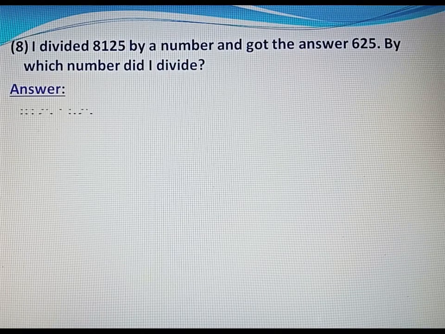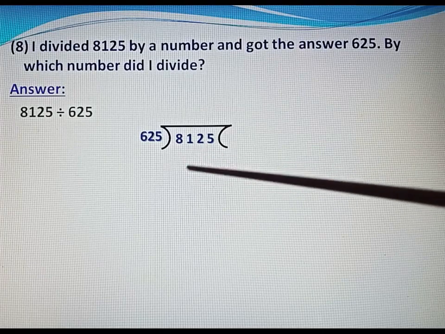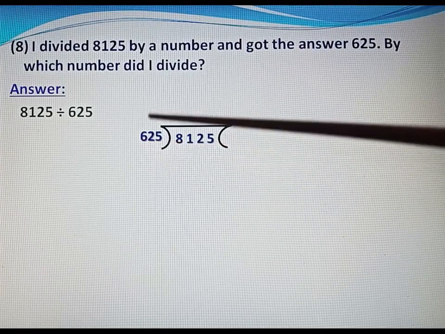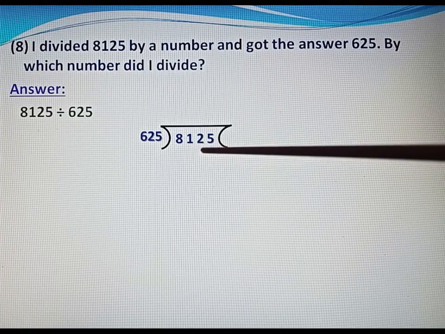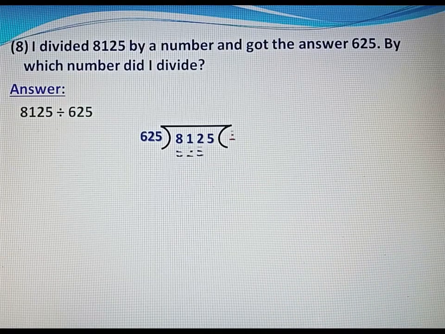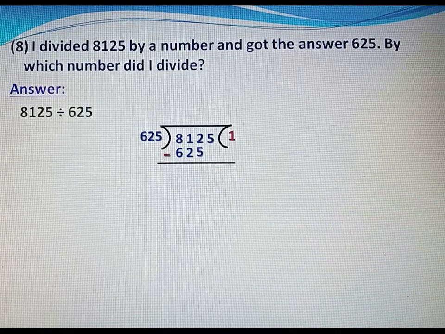See, we will divide 8125 by 625. See, we will multiply this 625 by that number so that it is equal to 812 or less than 812. It should not be greater than 812. So we will multiply 625 by 1, that is 625, and then we will do subtraction.